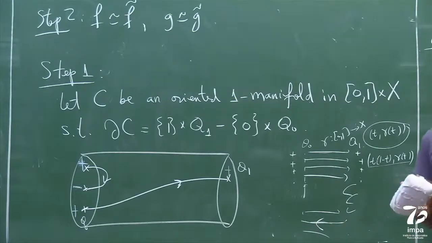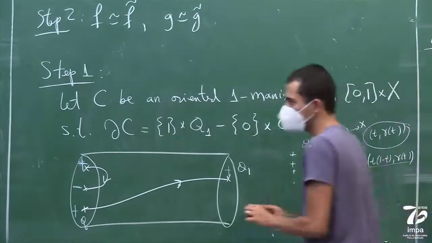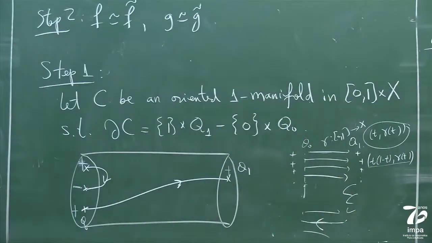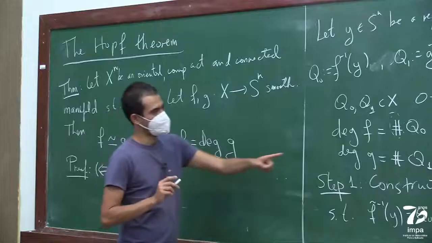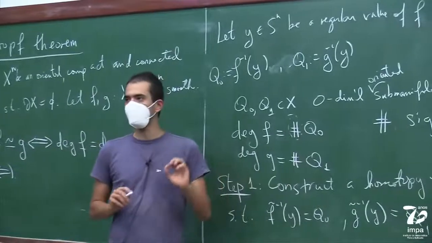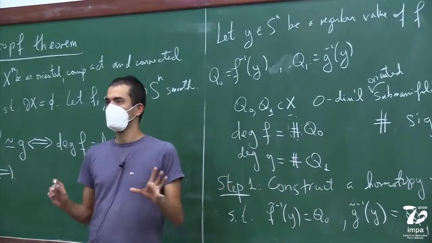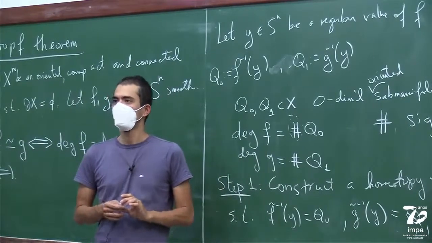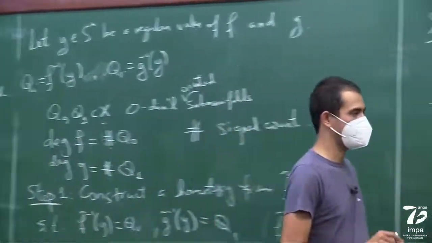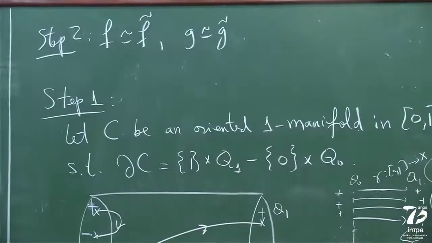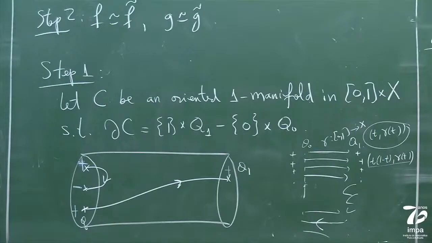Yeah, so that's where we use this condition here, that the degrees are the same. So the number of points is the same, counting with signs. So there cannot be any points left. Exactly when the degrees are equal. So that condition is equivalent to the degrees being equal. Okay. So you do that.